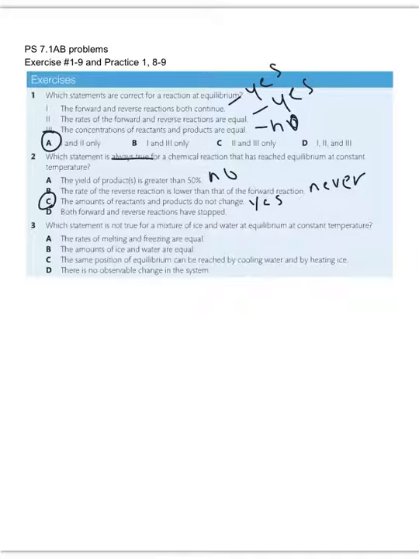I grab my pen here instead of my eraser. So yes for A. B, the amounts of ice and water are equal. They don't have to be. They could be, but they're not always. C, the same position of equilibrium can be reached by cooling water and heating the ice. Yes, you could come from either direction. That's another characteristic. And D, there's no observable change. Yes, that's true. That's what we call macro changes. Only micro changes would be observable. So B would be my correct answer.